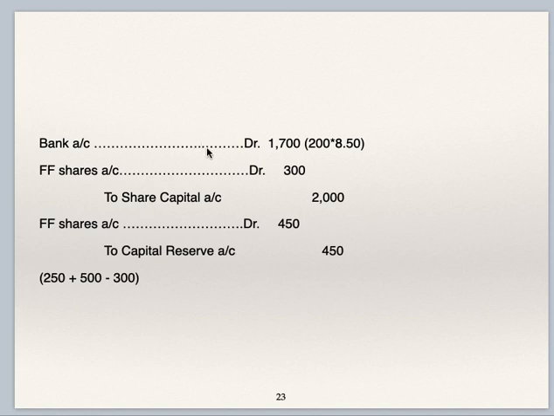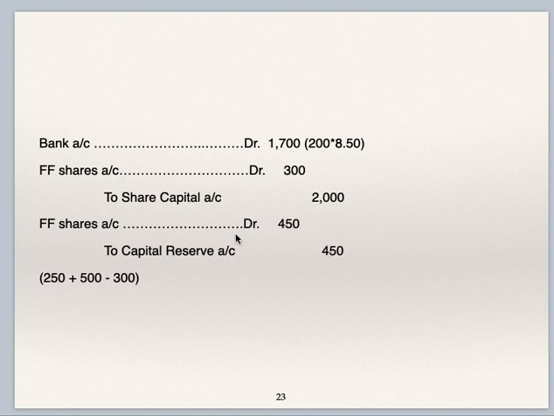Out of these forfeited shares, they have reissued 200 shares at 8 rupees 50 paisa. Bank account debit 200 into 8 rupees 50 paisa is 1,700. Forfeited shares account debit 300. This is discount on reissue of forfeited shares. Face value is 10 minus 8 rupees 50 paisa is 1 rupee 50 paisa into 200 is 300. To share capital account 200 into 10, 2,000. Forfeited shares to capital reserve 450.